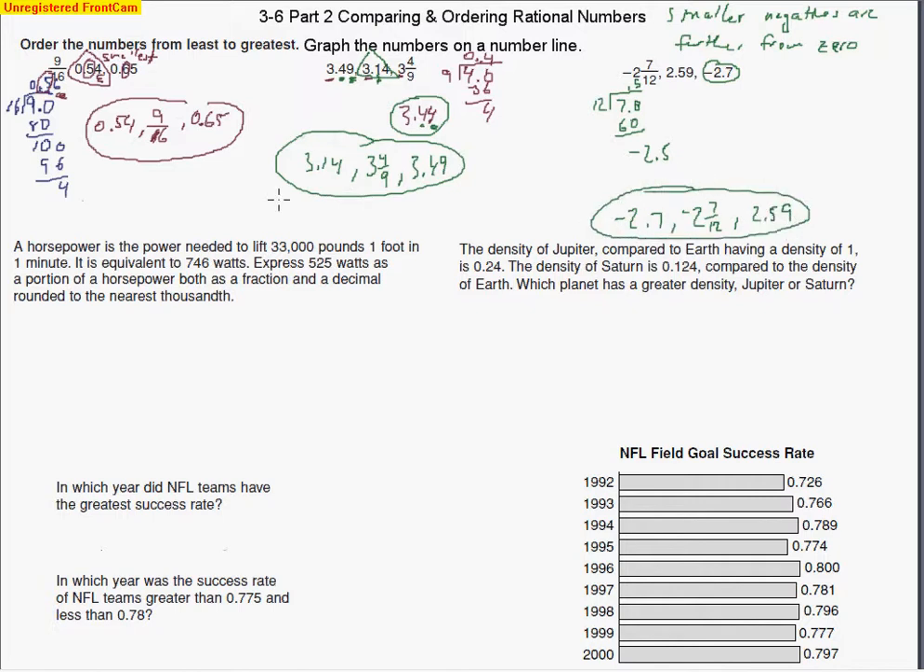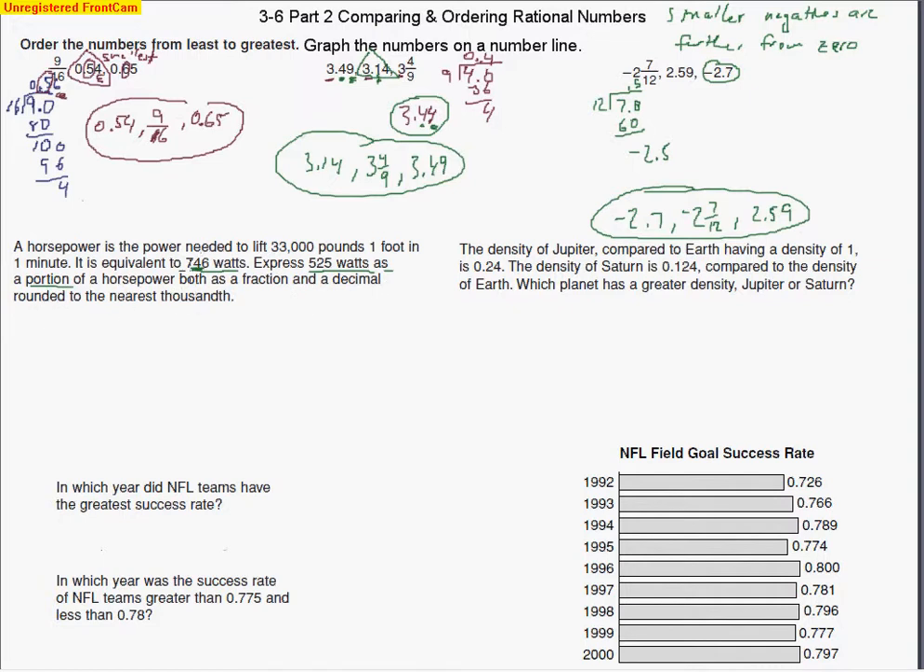So taking a look at our next one, it says a horsepower is the power needed to lift 33,000 pounds 1 foot in 1 minute. Well, it is equivalent to 746 watts. Okay, this is going to be an important number. Express 525 watts as a portion of a horsepower as a fraction and decimal, round to the nearest thousandths.